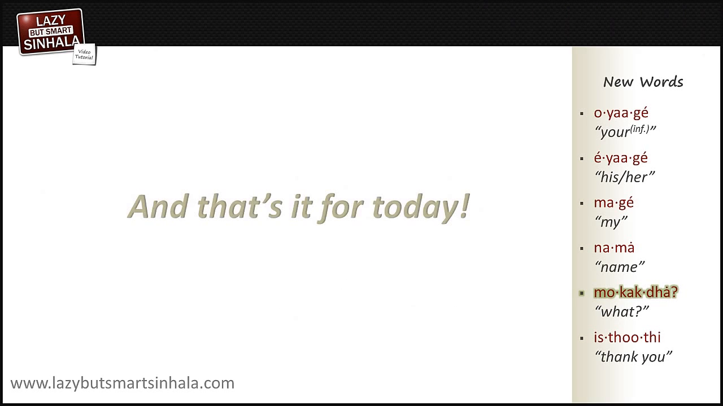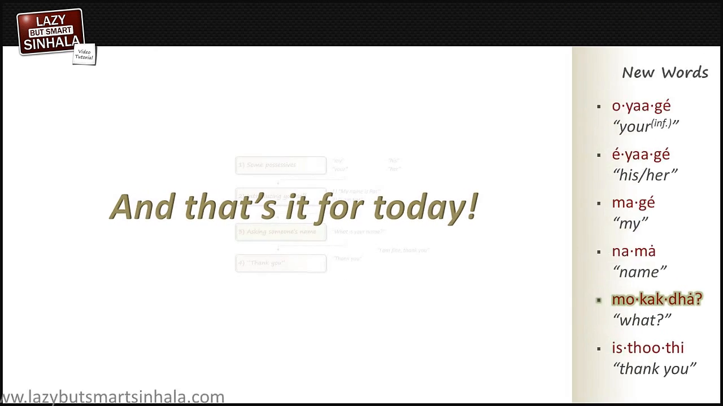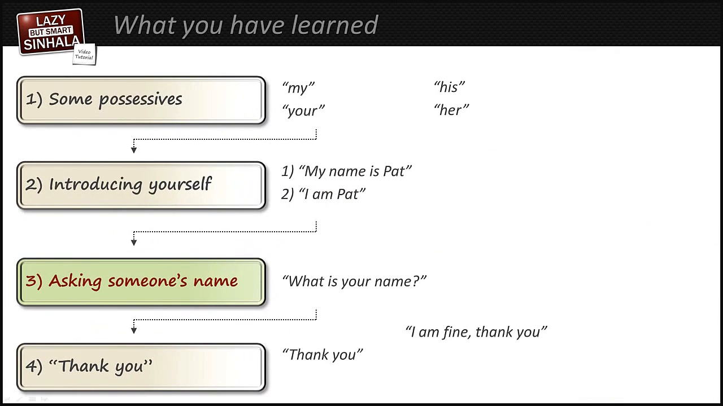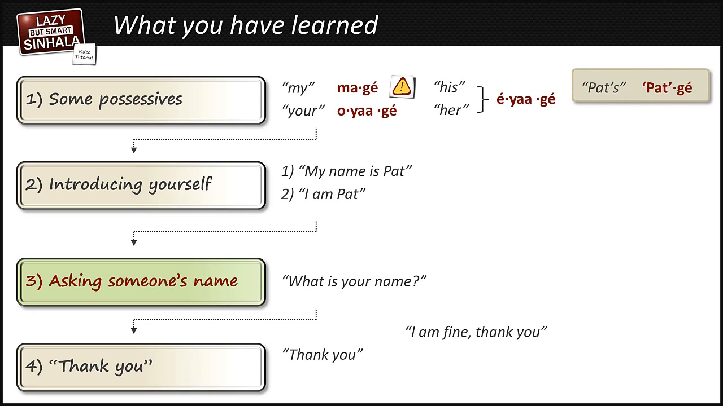And that's it for today. Let's recap what you have learned at the end of this episode. You now know that the Sinhala word for my is mage, informal your is oyage, and that we use one word to say his or her, and that word is eage. We additionally saw an example using the name of a person and learned that Pat's would be patge.